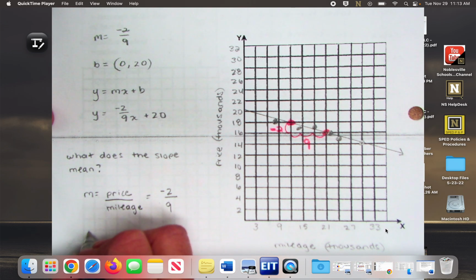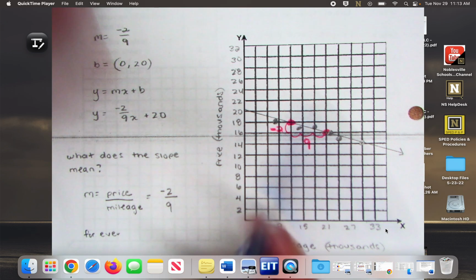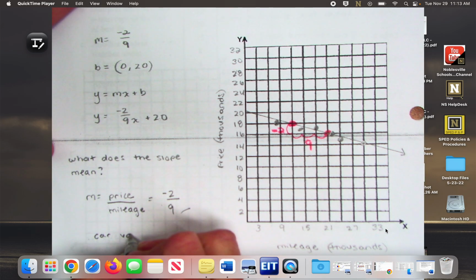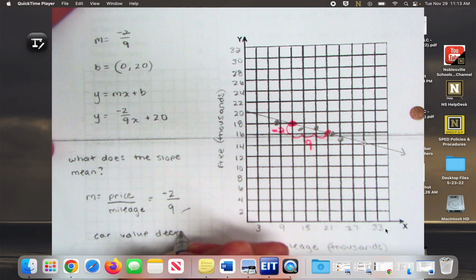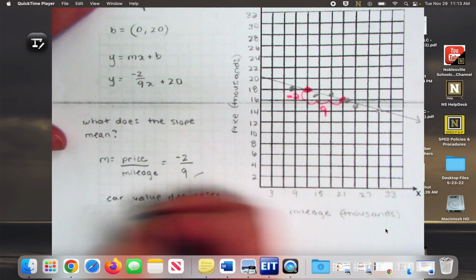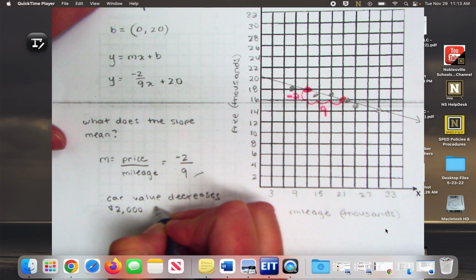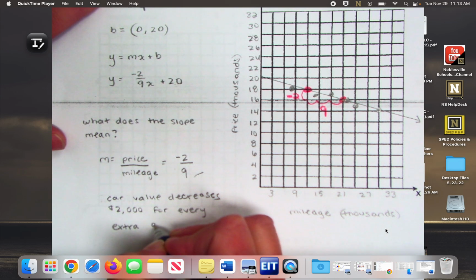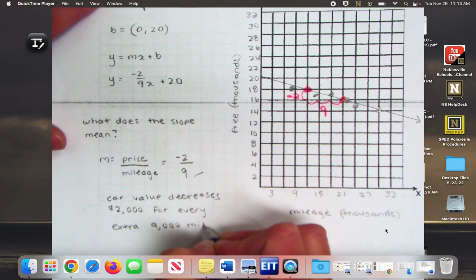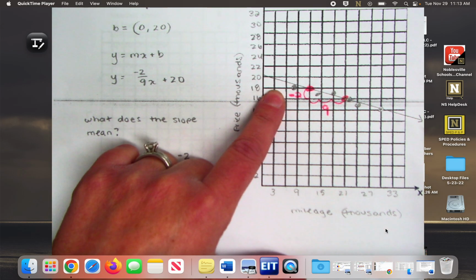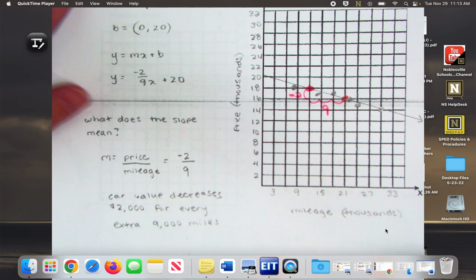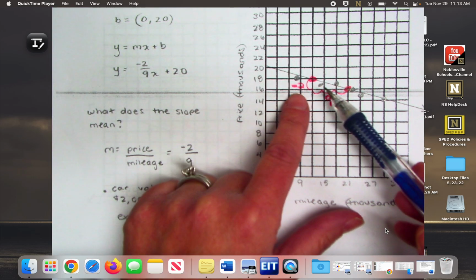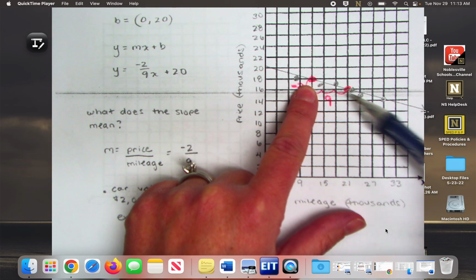So that means that the car value decreases $2,000 for every extra 9,000 miles, right? And we know it's decreasing. And maybe you guys already know that about cars, that the more you drive them, the more the value is less, okay? But this is a good way to look at it and see where a trend would go, okay?